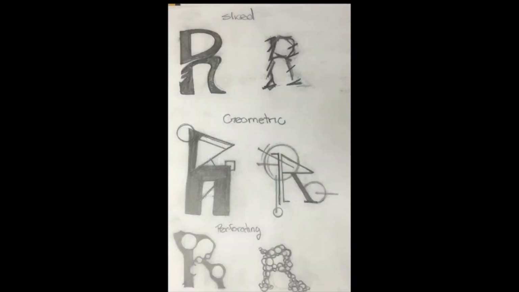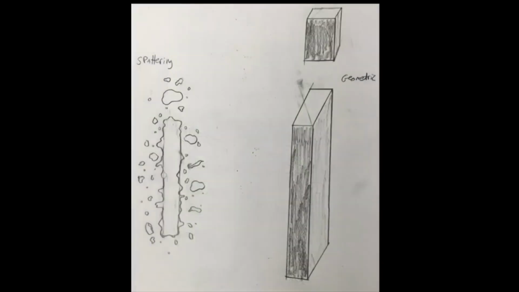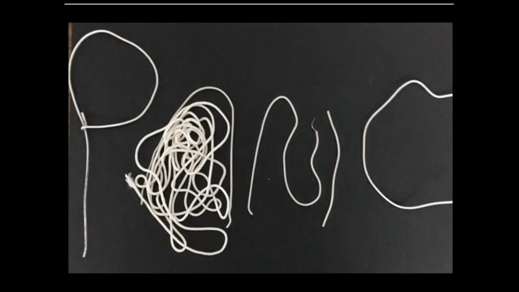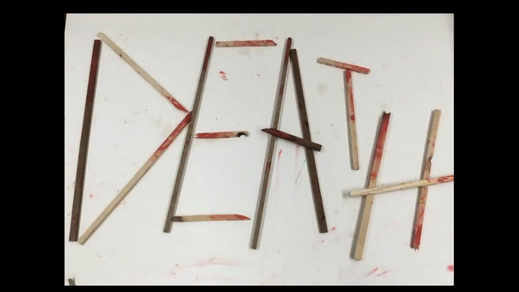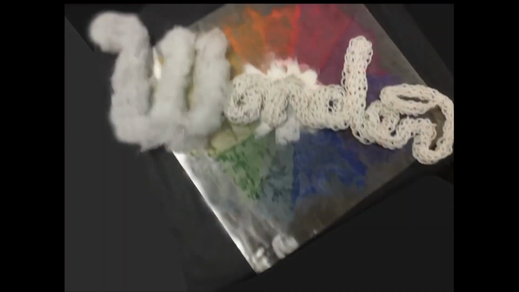Students learn how type communicates meaning by drawing letters that visually communicate certain words, such as slicing, perforating, geometric, and spattering. Type that communicates a feeling continues in 3D by students choosing a word that isn't associated with a physical thing. Students use found objects to express the word. It starts out as 3D and is converted to 2D when students photograph them.